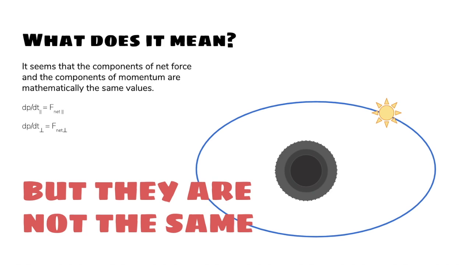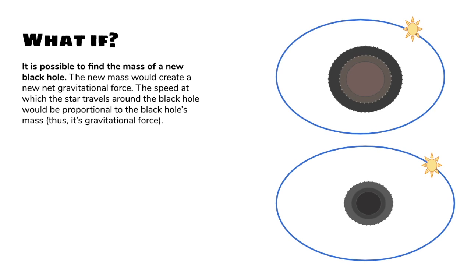So, what if we had a new black hole of a different mass? Would we see a difference? I argue that we would. The new mass would have a new gravitational force, so we must consider Newton's laws of gravitation on the system. For example, if the hole had a significantly greater mass, the gravitational pull would be greater and the star would travel at a faster speed.